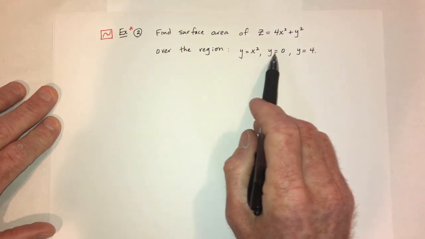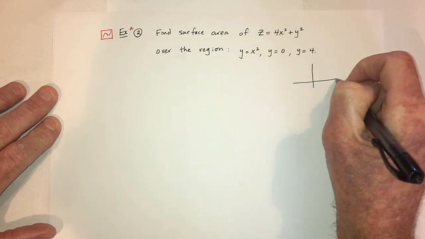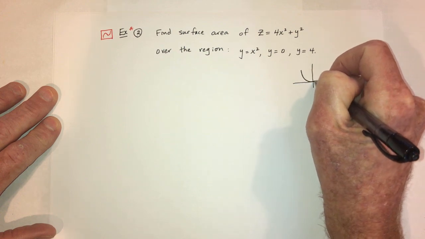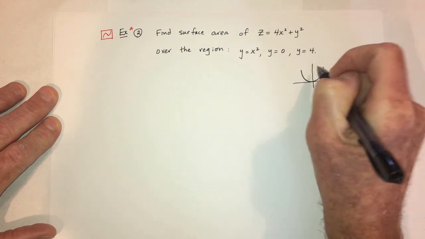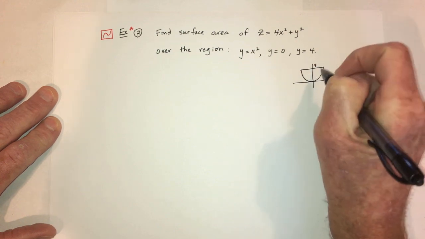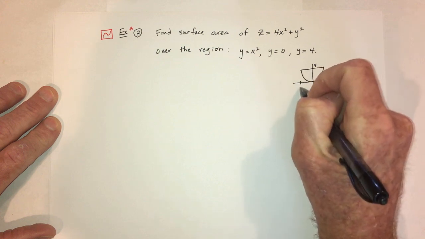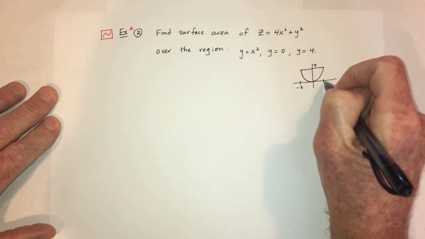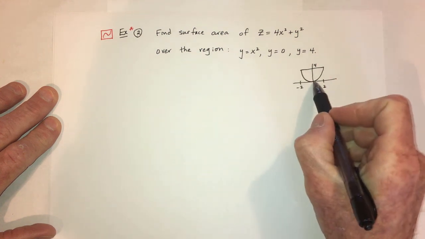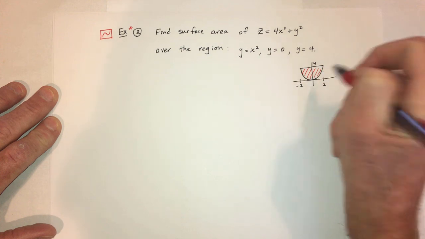So this is the region, and then this is a parabola. Y equals 4 means cut it off right here. And then if y is equal to 4, it must be that this was a negative 2 and this is a positive 2 on the x-axis. Y equals 0 just means the x-axis. So this is the region that's being talked about.